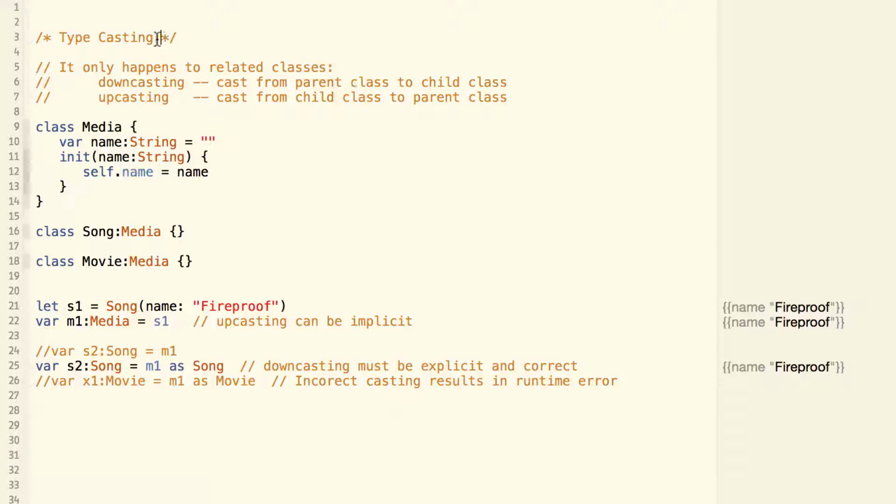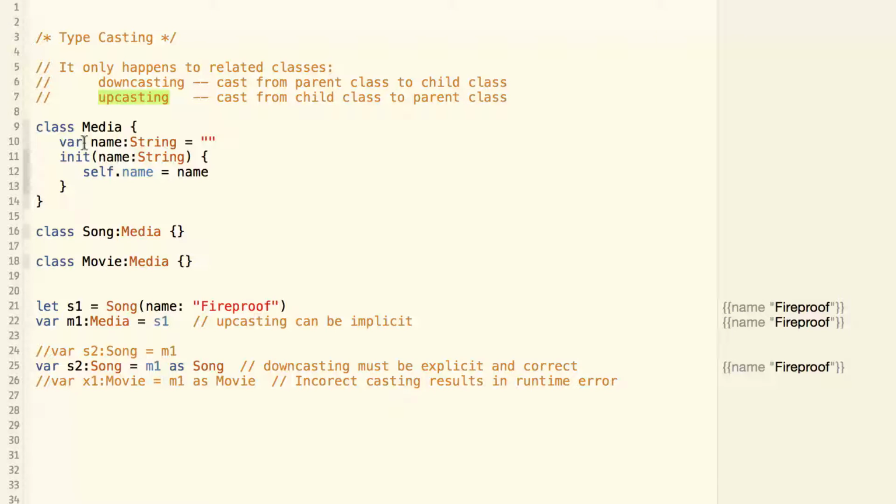Hi everyone. Today we'll talk about typecasting. Swift supports typecasting between classes that are related. Either you are casting from a parent class to a child class, which is called downcasting, or casting from a child class to a parent class, which is called upcasting.